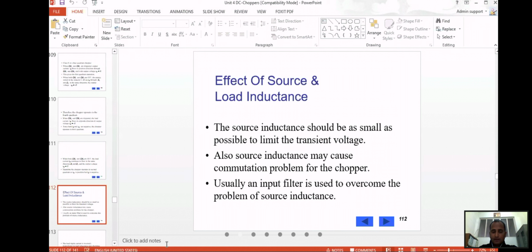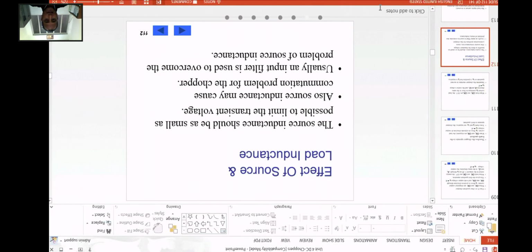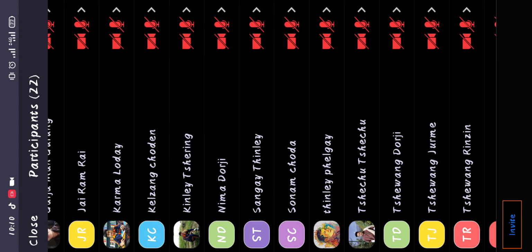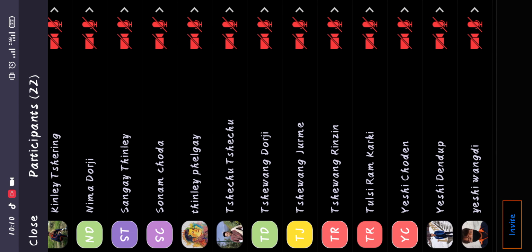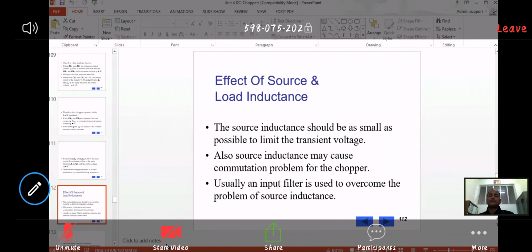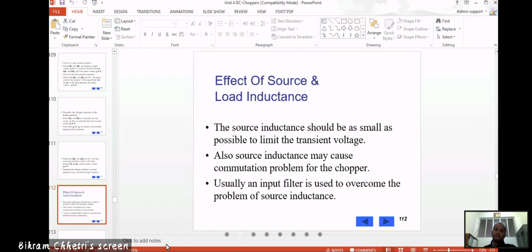So we need to use these filters in some cases. Filters are used especially in step-up choppers, most of the time, because the output voltage has to be increased in some cases. So this will really help to increase the output voltage. The capacitor will also help to improve the output voltage, that is, increase the output voltage. So these are the two applications, the use of capacitors in a chopper.